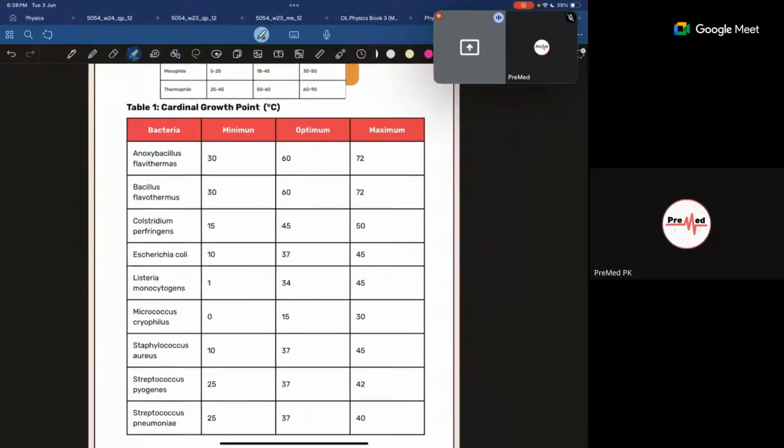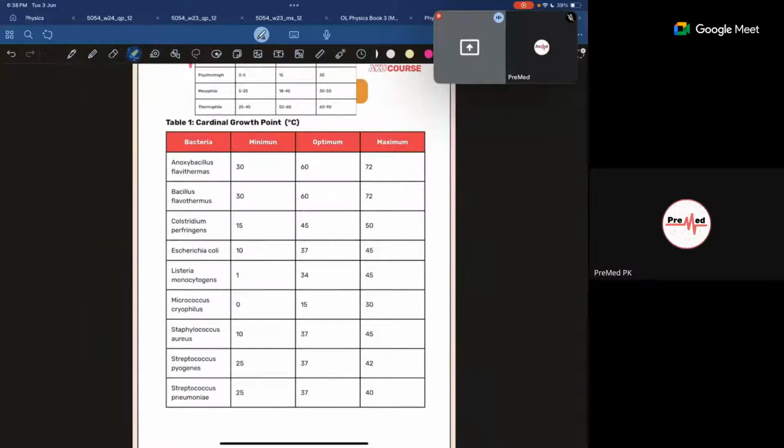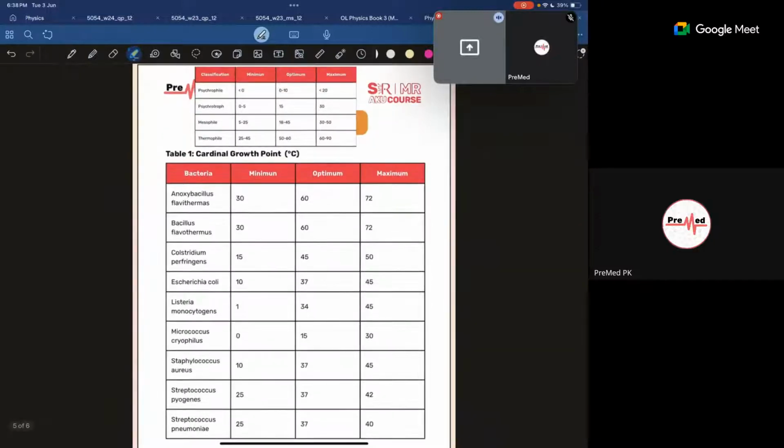So now we have another table, which is the cardinal growth point. Basically, this table has a list of bacteria that are under those four categories that we already studied, that is psychrophile, psychrotroph, mesophile, and thermophile. So these are the minimum, optimum, and maximum temperatures of all these bacteria, and now we're going to classify them according to these four categories before moving on to the question.